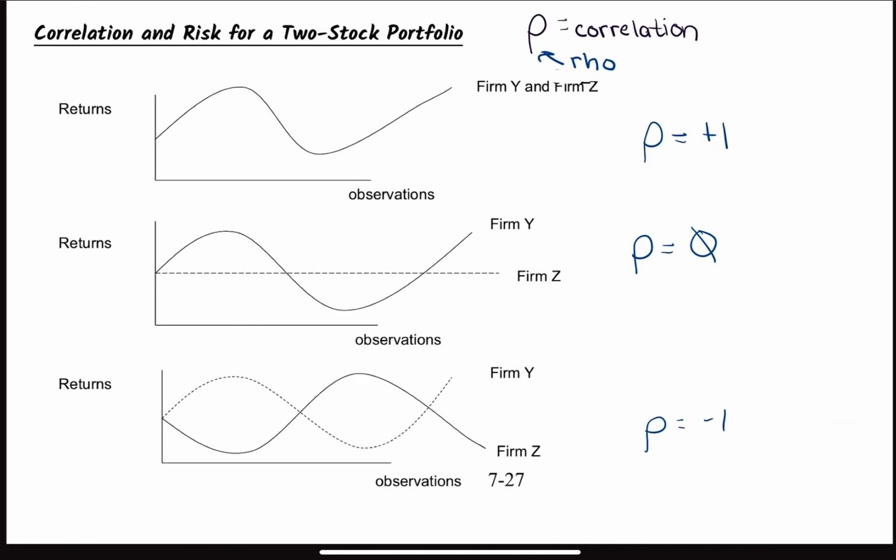So here we have two stocks. This is the correlation and the risk for a two-stock portfolio. In this case, we have firm Y and firm Z. The returns are exactly the same. So we have a correlation, which is represented by rho, of a positive 1. They have a positive correlation.